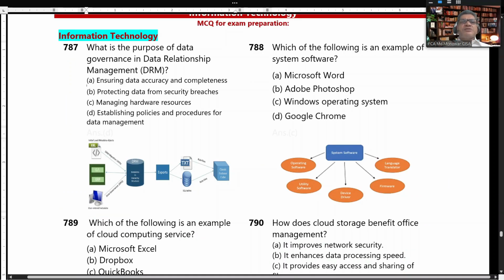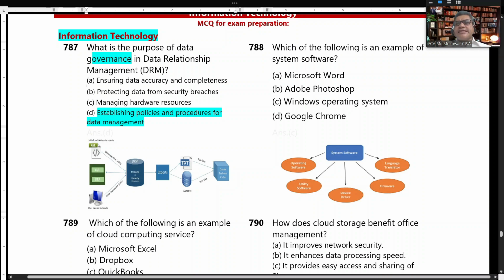What is the purpose of data governance in data resource management? Purpose of data governance: establishing policies and procedures for data management. So here the purpose is establishing policies and procedures for data management.